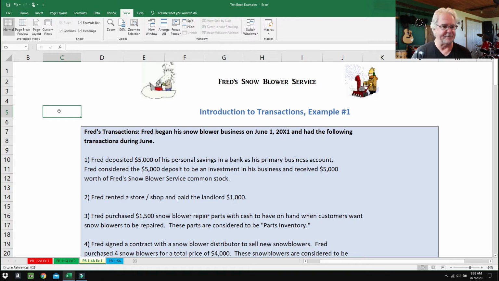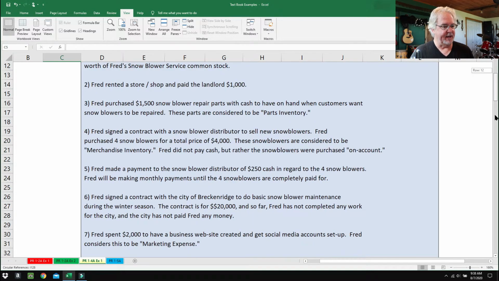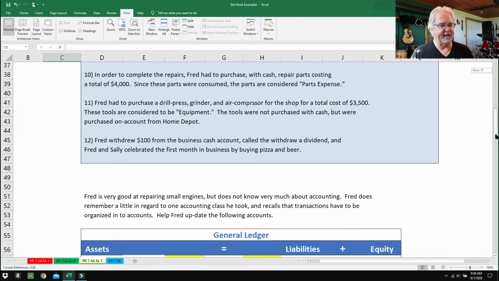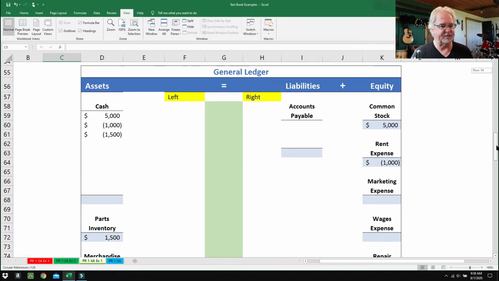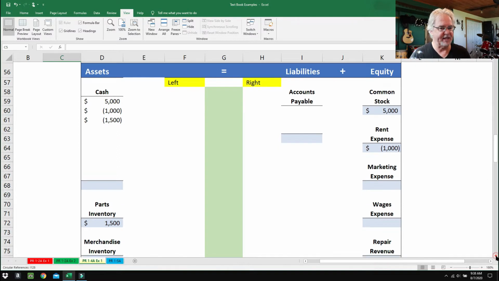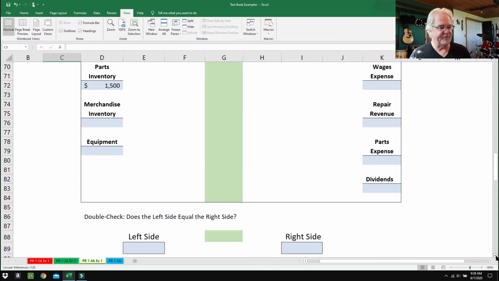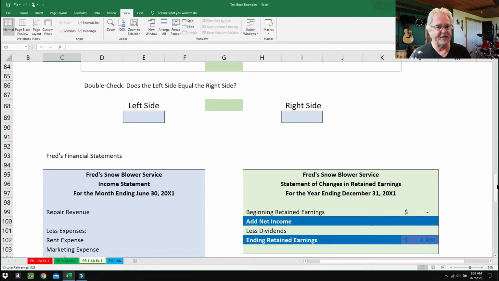What I've got for you today is a whole bunch of transactions for Fred's snowblower service. And down below here, I've got a general ledger, and the general ledger is the key to the accounting system. It's the heart of the accounting system. It's where it all comes together. And finally, I've got financial statements that we'll fill in. So that's our job here today.